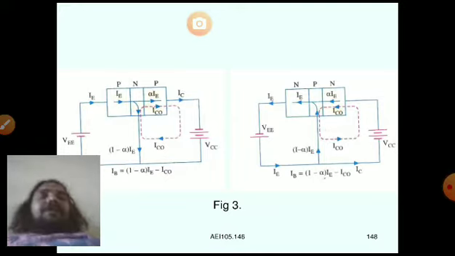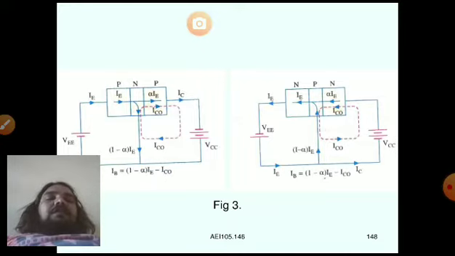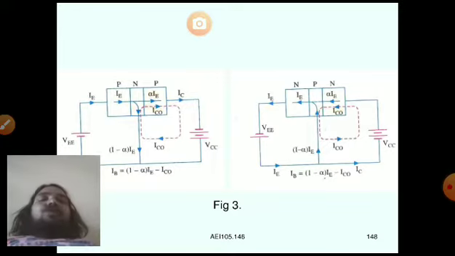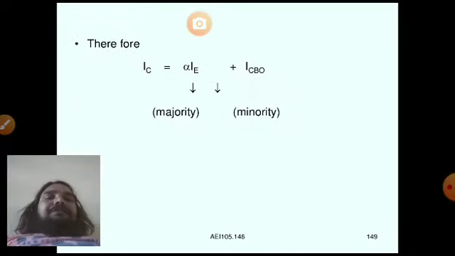The above diagram shows the base current IB is equal to (1 minus alpha) into IE minus ICO. For an NPN transistor, IB is equal to (1 minus alpha) into IE minus ICO, the same in both transistors, that is NPN and PNP transistors. Therefore IC is equal to alpha into IE majority plus ICBO minority.